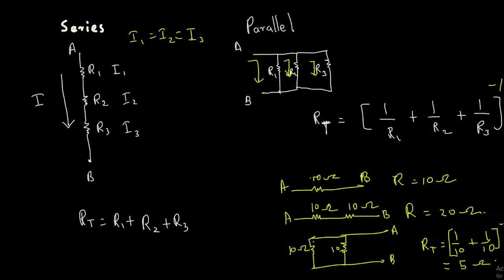When you have two resistors only, you can do the product over sum as well. Product is 10 times 10 divided by 10 plus 10, so that is 100 over 20, which is also equal to 5 ohm resistance. And that's it for this video.